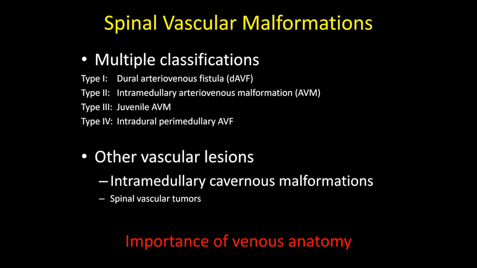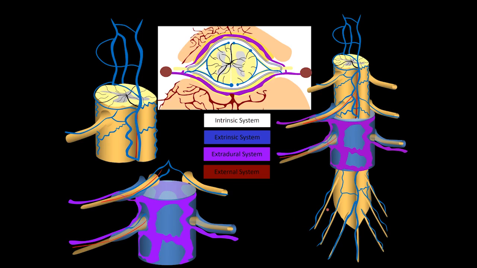In order to understand that, we have to understand the venous anatomy. So let me describe that for a little. When we think of the venous anatomy, we can describe different systems: the intrinsic system within the spinal cord and an extrinsic system, which is outside of the spinal cord. And those obviously will be connected with the extradural system that will bring the venous outflow toward the external system, such as eventually the vena cava.